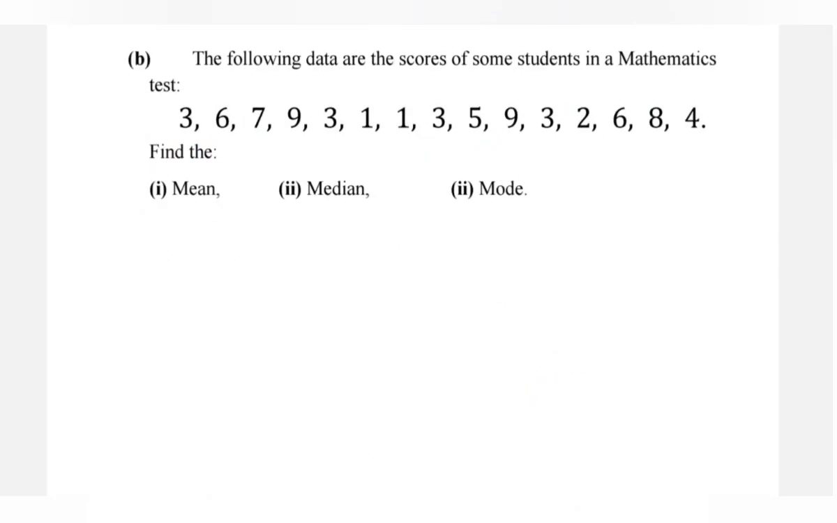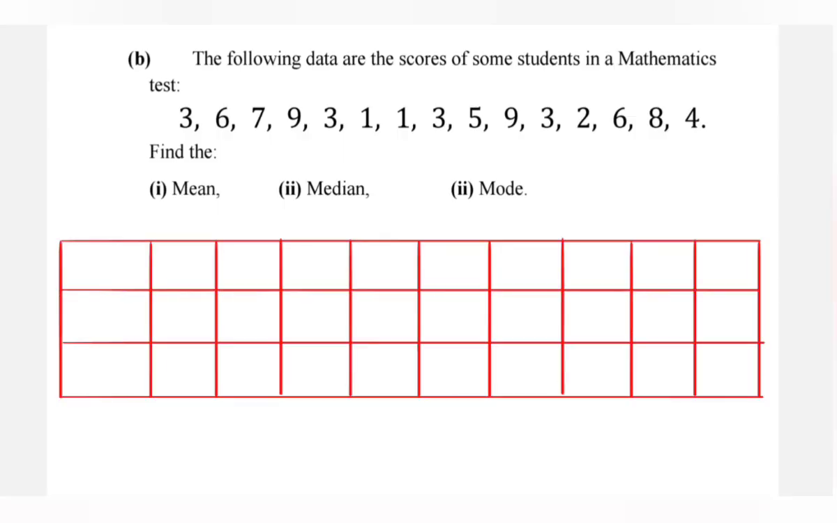Here is question 2b, which is the last question. We are given that the following data are scores of some students in a mathematics test. We are given 3, 6, 7, 9, 3, 1, 1, and so on and so forth. We are to find the mean, the median, and the mode. It is always advisable that students should be able to use a table and the tally system to collect all this data. Let's construct a table for this distribution.